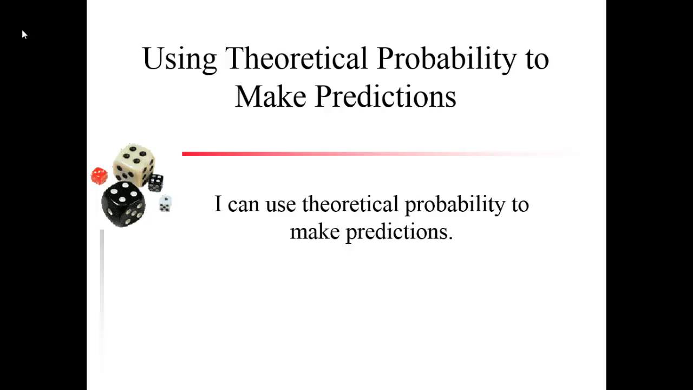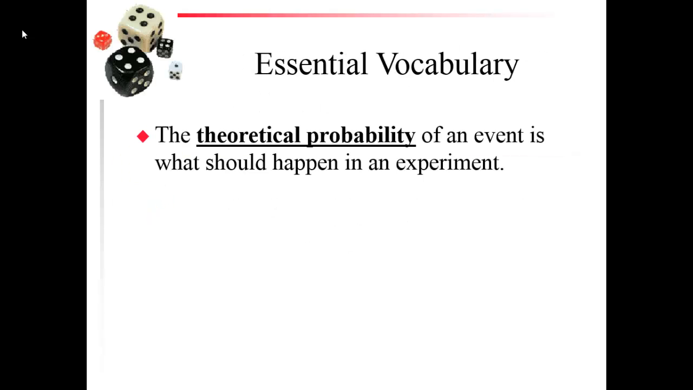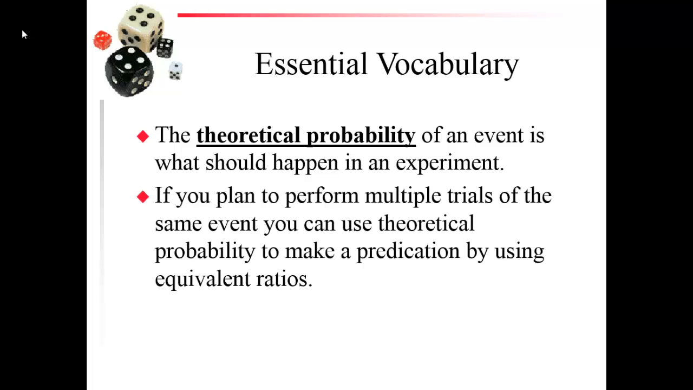In this video, you will learn to use theoretical probability to make predictions. Reminder that theoretical probability of an event is what should happen in the experiment. It's the probability of an outcome occurring out of the total number of possible outcomes. If you plan to perform multiple trials of the same event, you can use theoretical probability to make predictions by using equivalent ratios.